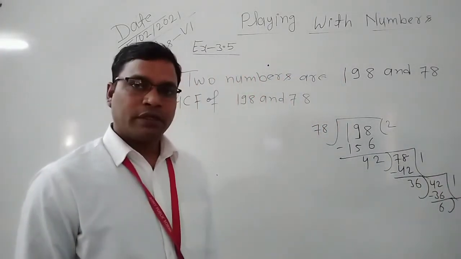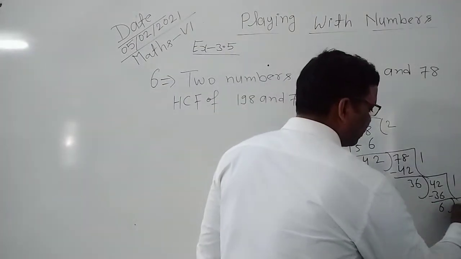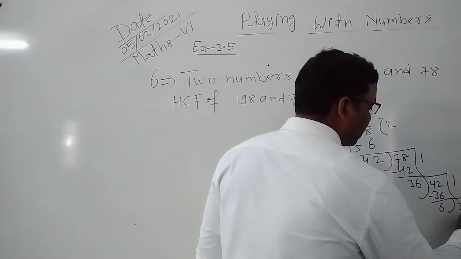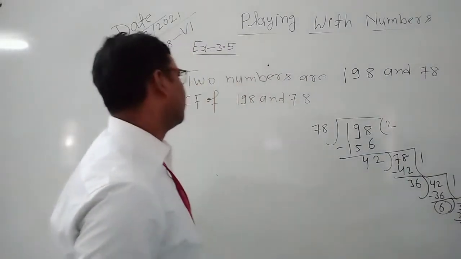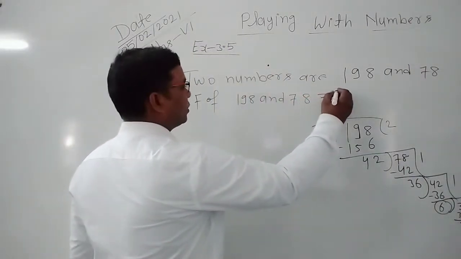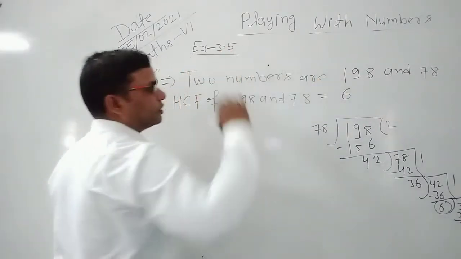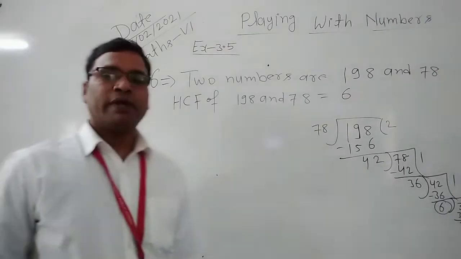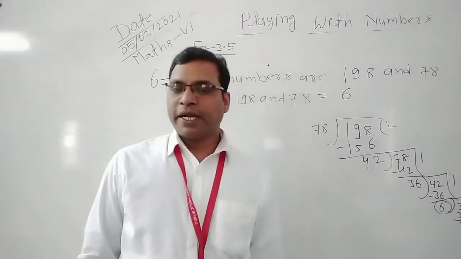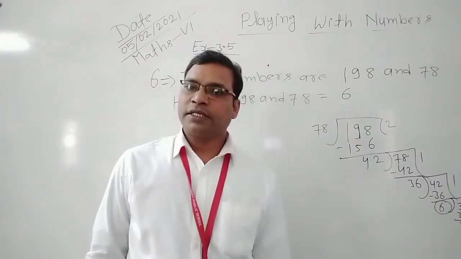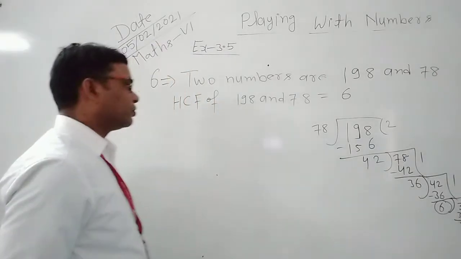Now this remainder becomes the divisor, and this divisor becomes the dividend. Here you write 36. How many times? 6 times. So the HCF of 198 and 78 is 6. This is clear. Now we need to find the LCM. So we find the LCM by the relation between the two numbers and the LCM and HCF. So let's see. So LCM is equal to what?